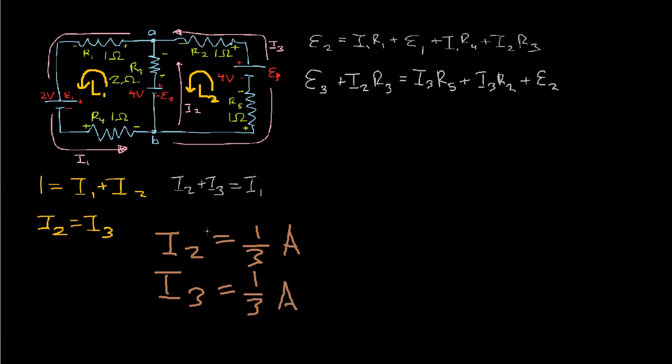Alright, so we have two of them solved. And guess what? With I2 and I3 known, we can just plug it back right in here. That equation gives back like there's no tomorrow, isn't it? Alright, so let's do that right now. With I2 and I3 both 1/3, we can fairly conclude that I1 is 2/3 of an amp.